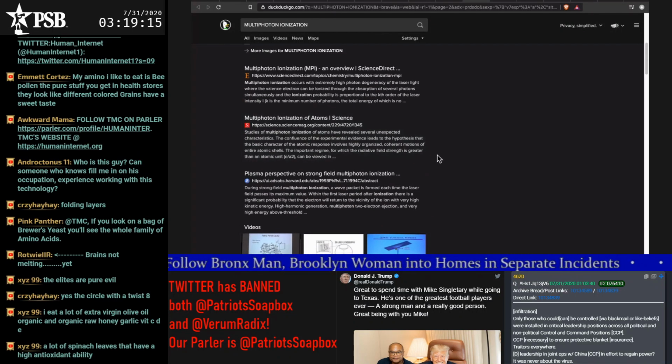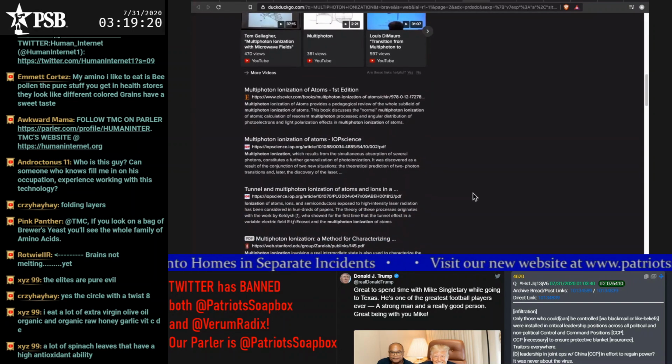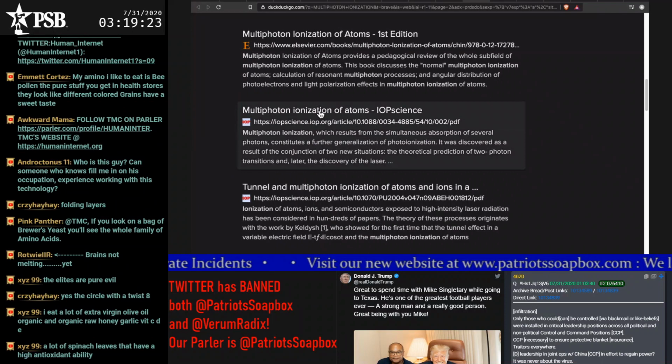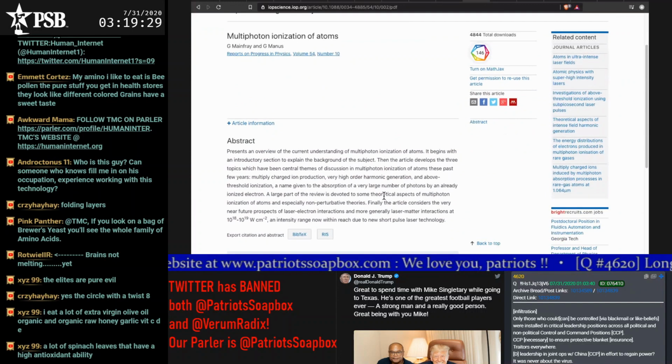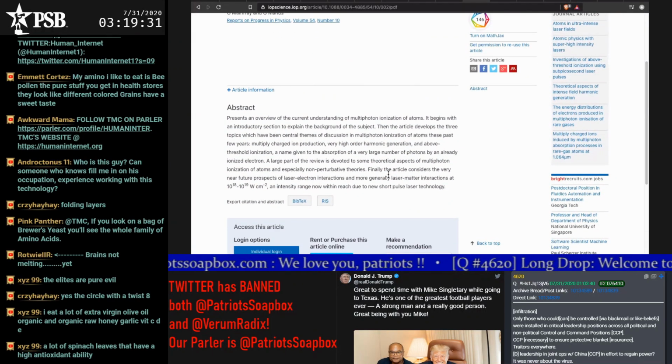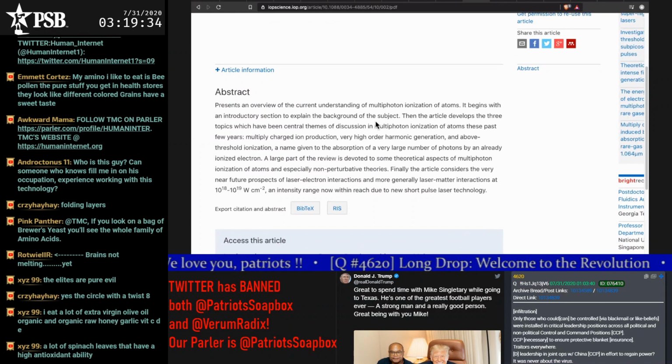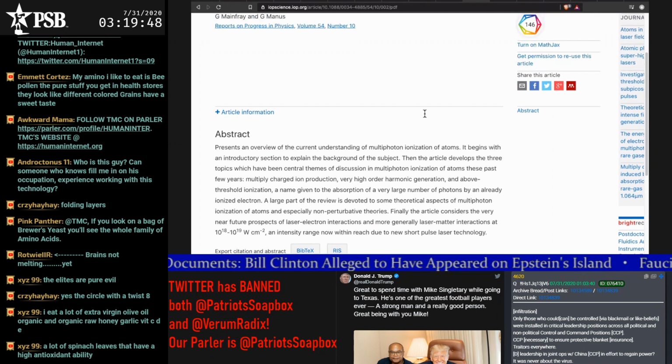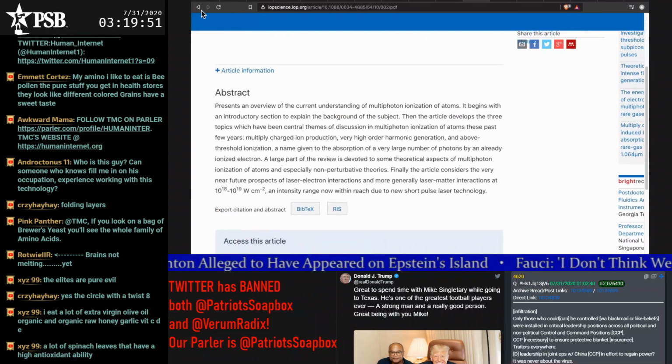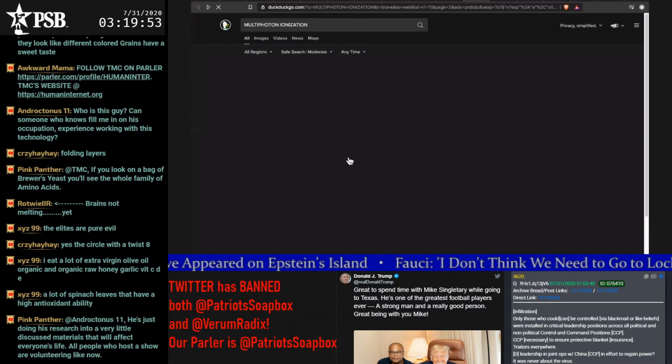Multi-photon ionization. Write this down. Look into this. Multi-photon ionization of atoms. All right, I guess we'll click on it and read. Present overview, current understanding of multi-photon ionization of atoms begins with an introductory section explaining the background. It says here that it's not going to tell me, and it's behind a paywall. I'm not going to be able to download this. So we'll go back to the abstract.